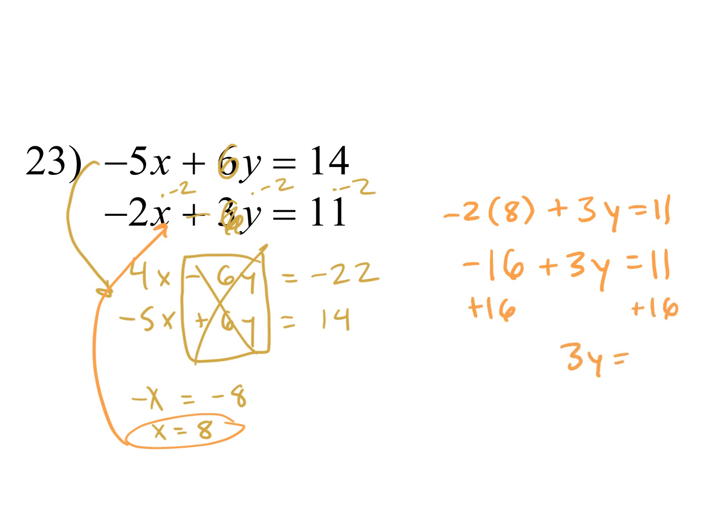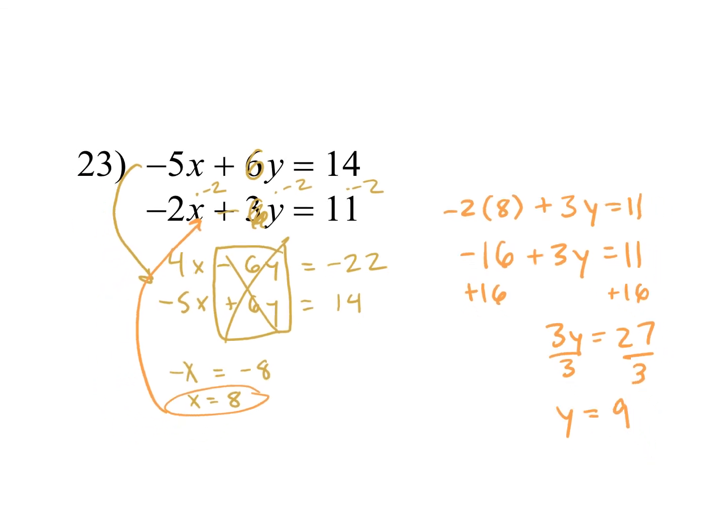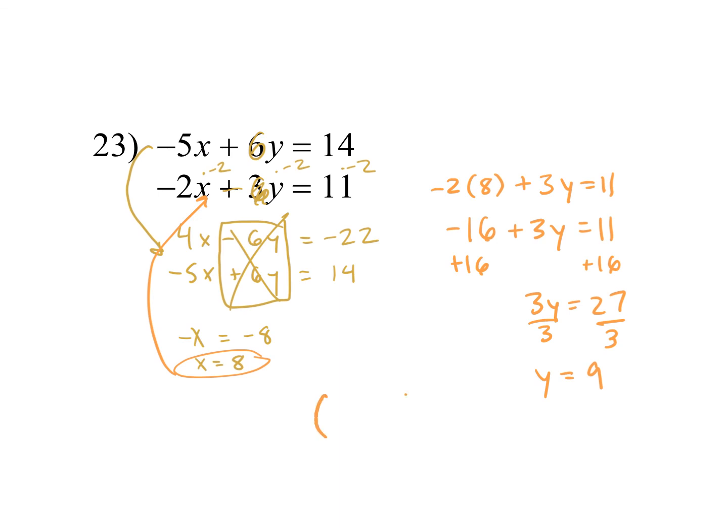So 3y is equal to 27. What should I do next? Divide by 3. So what's y equal to? 9. Awesome. How would I write my answer? 8, 9. Perfect.